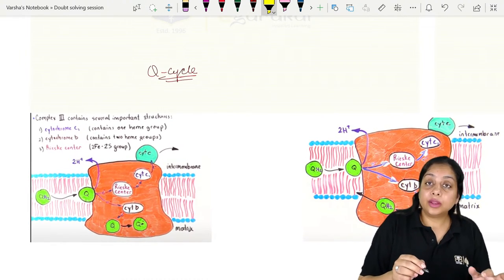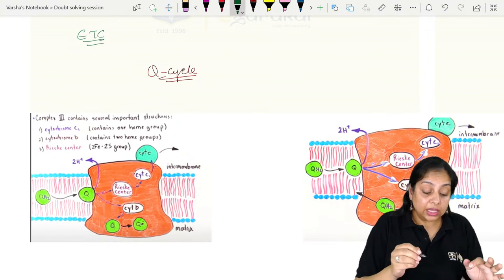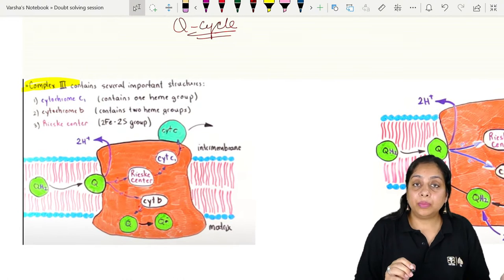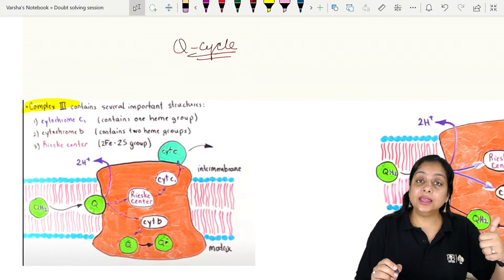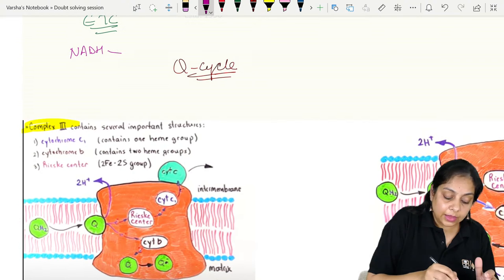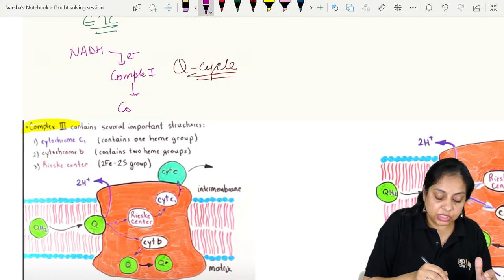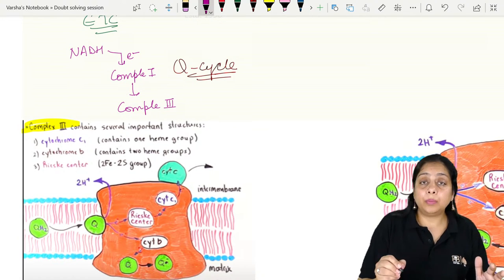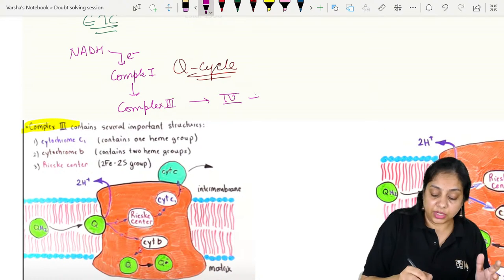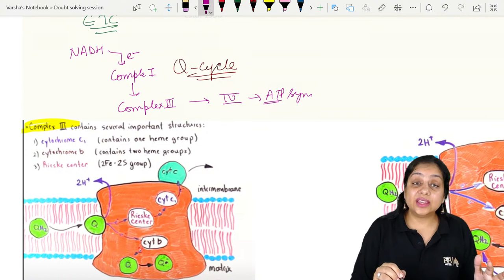Q cycle. We are in the electron transport chain. We know there are 5 complexes. Q cycle is related to complex 3. Complex 1 is getting NADH and gives its electrons to complex 1. From complex 1, the electrons reach complex 3, not complex 2. Complex 2 receives FADH2. Then complex 3 gives them to complex 4, and then it goes to ATP synthase, that is your complex 5. The question is, what is this Q cycle?